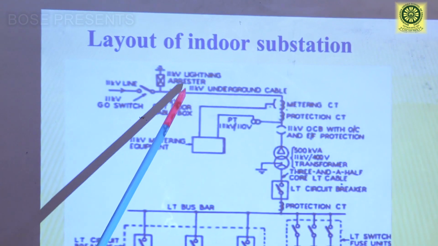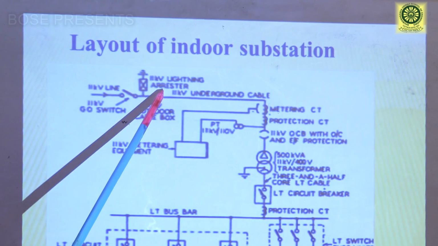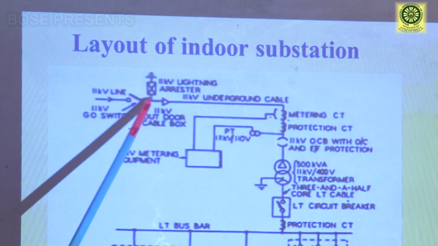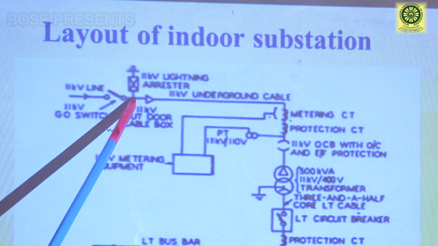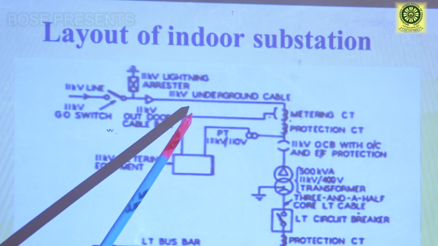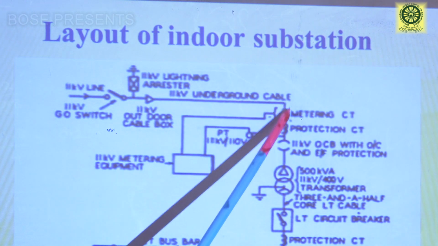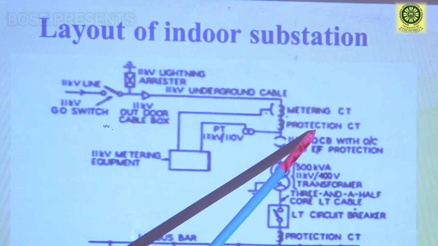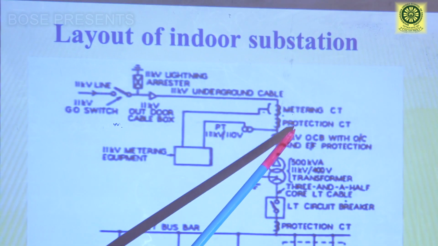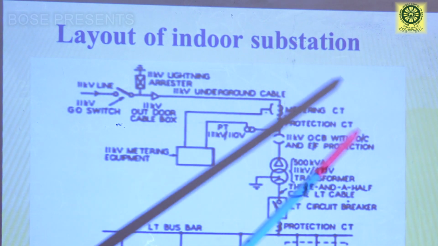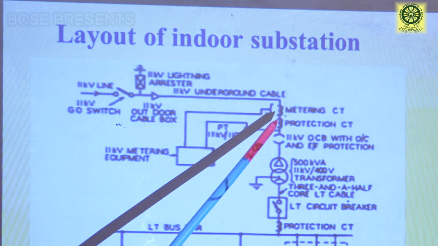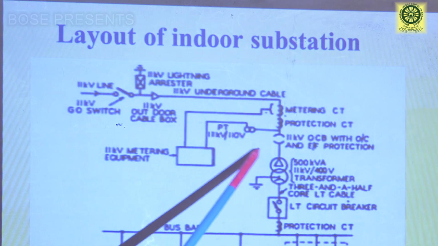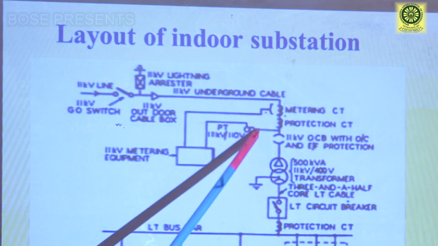Now comes the 11 kV lightning arrestor. What does it do? It grounds all the high voltage surges or high voltage current which can affect the 11 kV cable. Then the 11 kV underground cable goes, then comes the metering or protection CT. These are for the purpose of measuring current in the secondary. In the primary there is only one winding, in the secondary there are many windings. So it steps down the current for metering purpose. Then here is a PT or potential transformer. This also steps down the voltage for metering purpose.